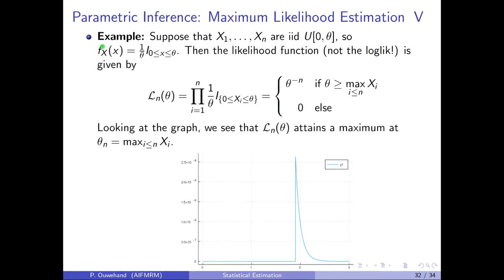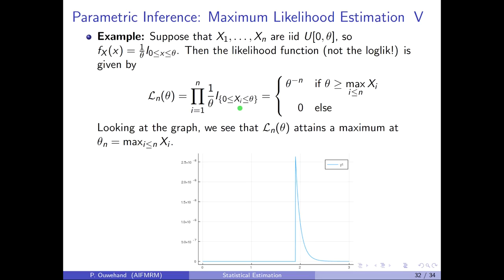Here's another example. Suppose that x1 up to xn are independent and identically distributed according to the uniform distribution between 0 and theta. The xi's are therefore just random numbers between 0 and theta, and therefore their density function is given as follows. f(x) is 1 over theta if x lies between 0 and theta, and it is 0 elsewhere. The likelihood function, not the log likelihood function in this case, is then given by the product of these density functions evaluated at each of the data points xi.